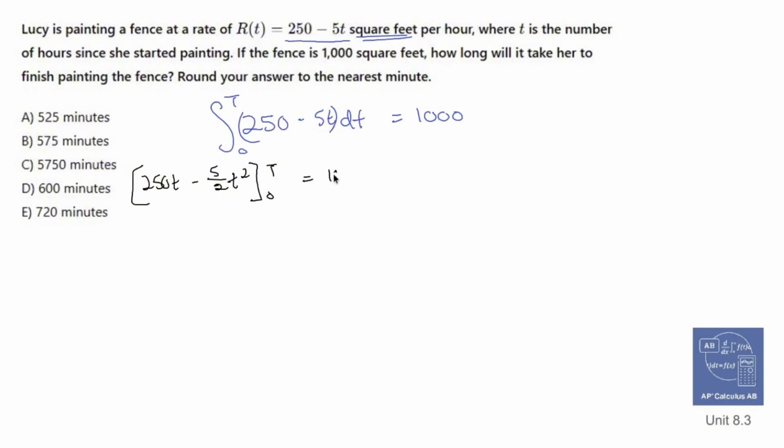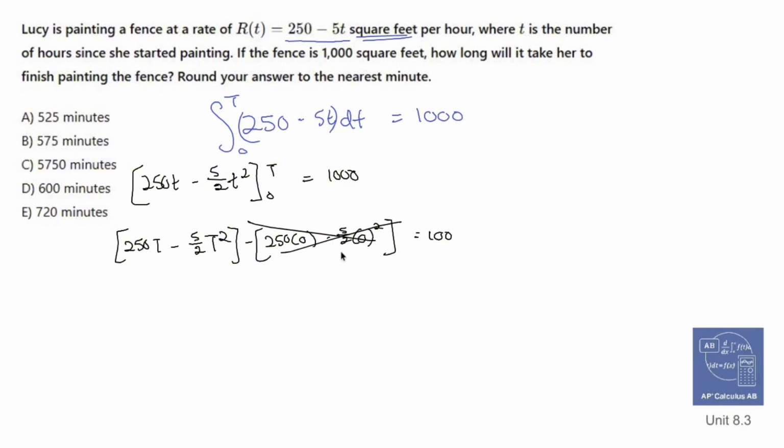That's got to equal 1,000. Okay, so doing this guy, I get 250 capital T minus 5 halves capital T squared, minus 250 times 0 minus 5 halves times 0 squared, equals 1,000. The zeros go away. So we end up with 250t minus 5 halves t squared equals 1,000.